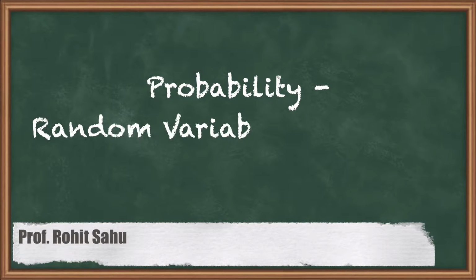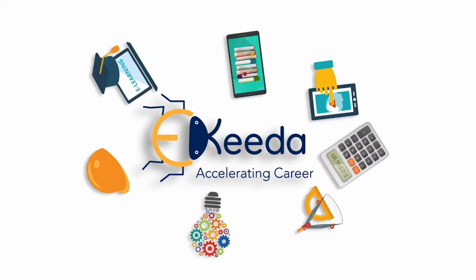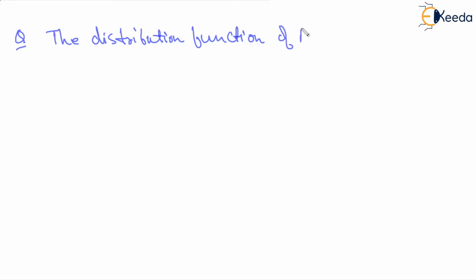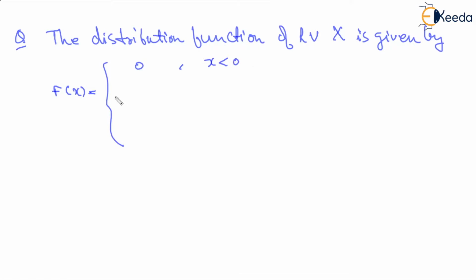Hello, in this session we'll see this question on random variable. It says the distribution function of a random variable x is given by f of x is equal to 0 for x less than 0, x by 2 for x less than 1.